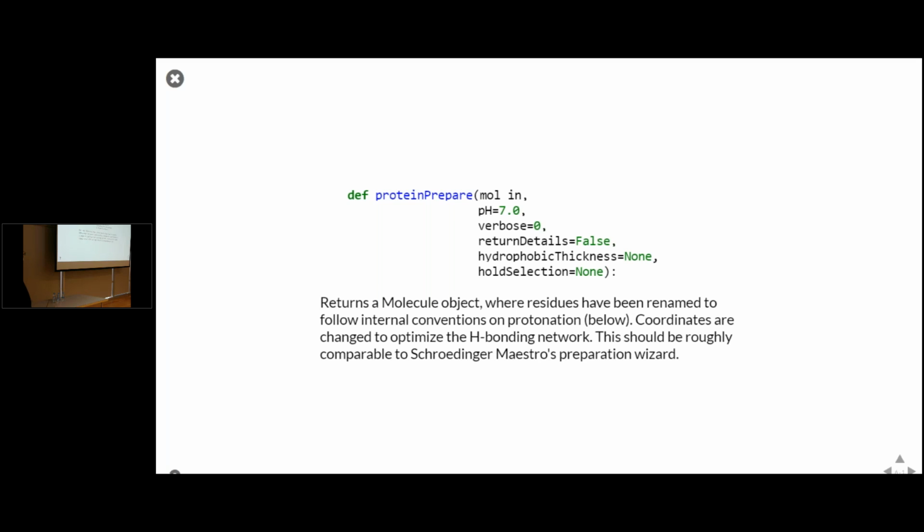Well, protein prepare returns a molecule object, which you can visualize with the functions that we have seen before. The molecule object differs from the one that you have given as an input because, as we have mentioned, residues will have been renamed to follow the internal convention. Then coordinates have been changed, atoms have been added, and so on.